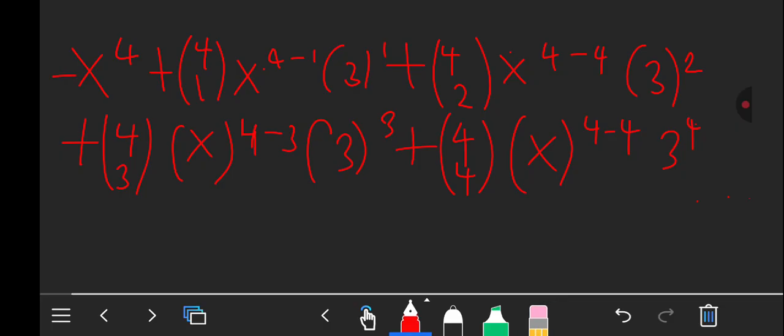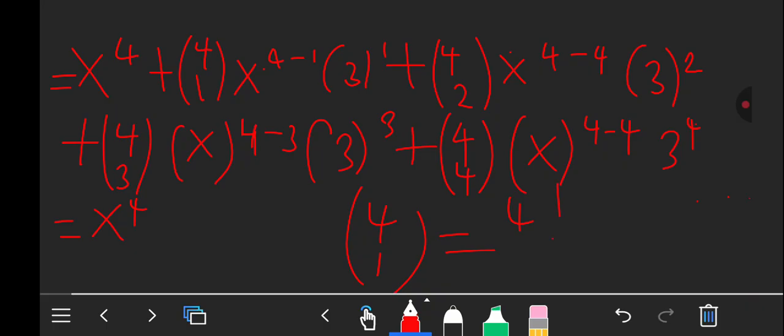Now you just get to evaluate this. How are we going to evaluate? So we're going to say x to the power 4. Then 4 combination 1. We've done combination and permutation, so just check the video on our channel. You'll find out how to find the expansion of the combination of this.